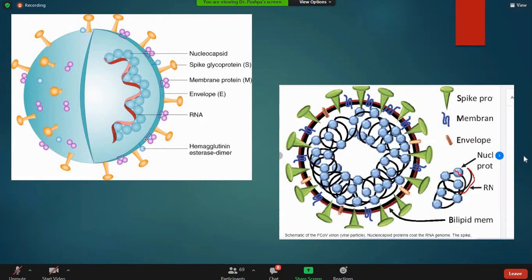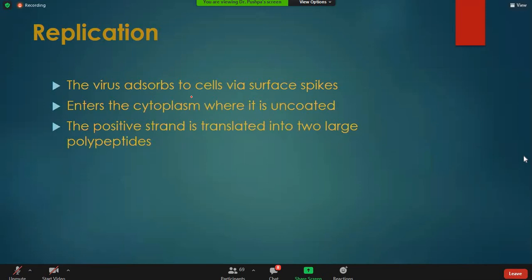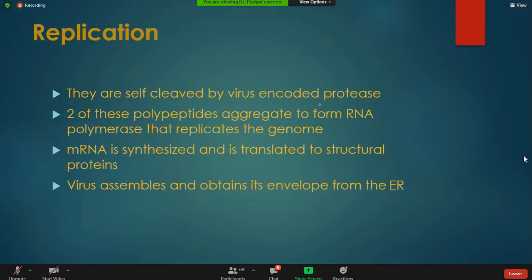Replication. The virus adsorbs to the cell via surface spikes and enters the cytoplasm where it is uncoated. The positive strand is translated into two large polypeptides. They are self-cleaved by a virus-encoded protease. Two of these polypeptides aggregate to form RNA polymerase that replicates the genome. The messenger RNA is synthesized and translated to structural proteins. The virus assembles and obtains its envelope from the endoplasmic reticulum.